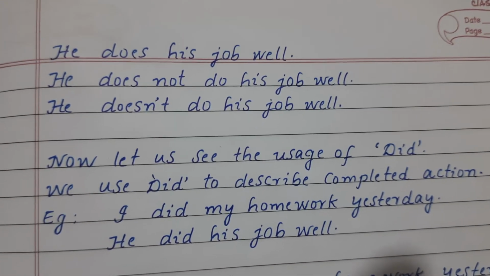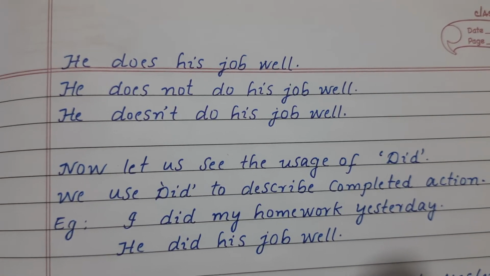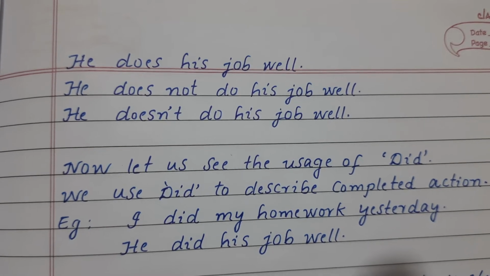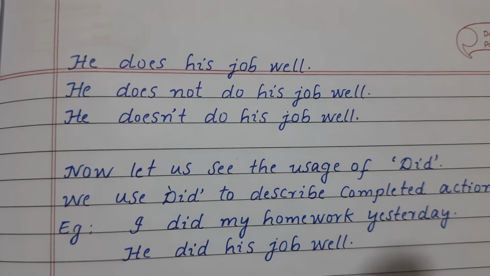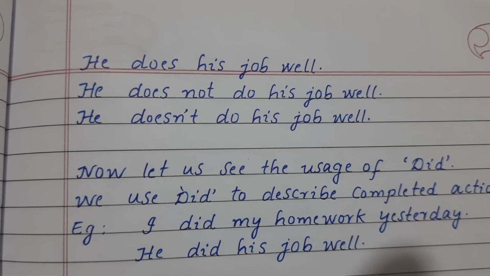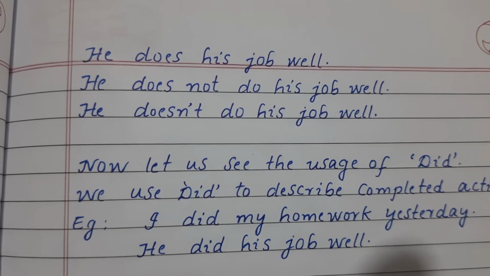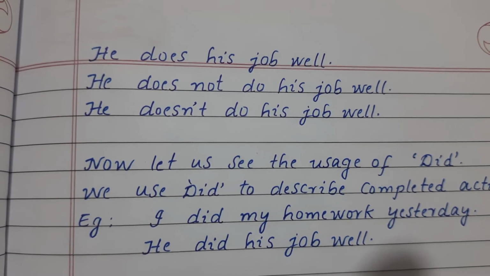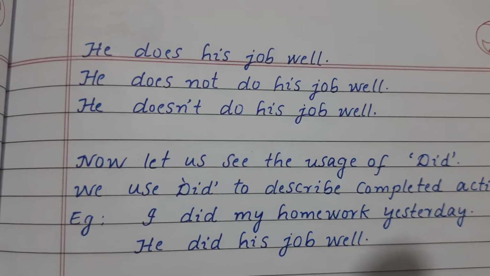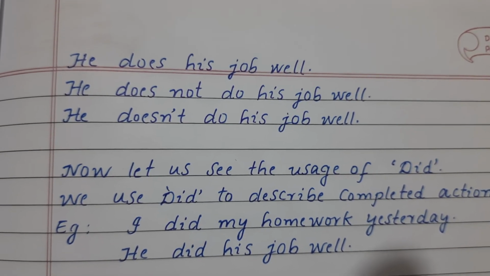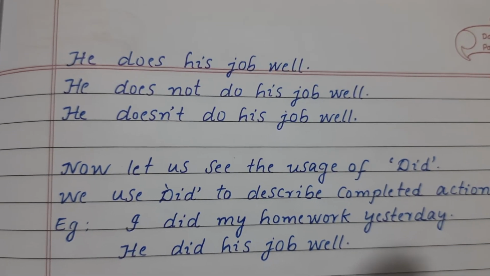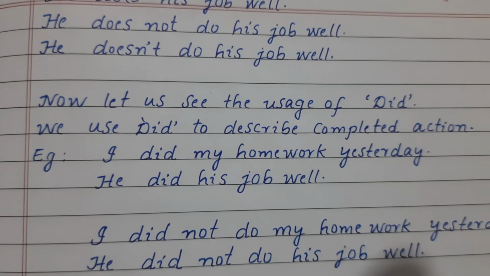I did my homework yesterday. When did I do my homework? I did my homework yesterday. He did his job well. How did he do his job? He did his job well. We use did to describe the completed actions in the past.